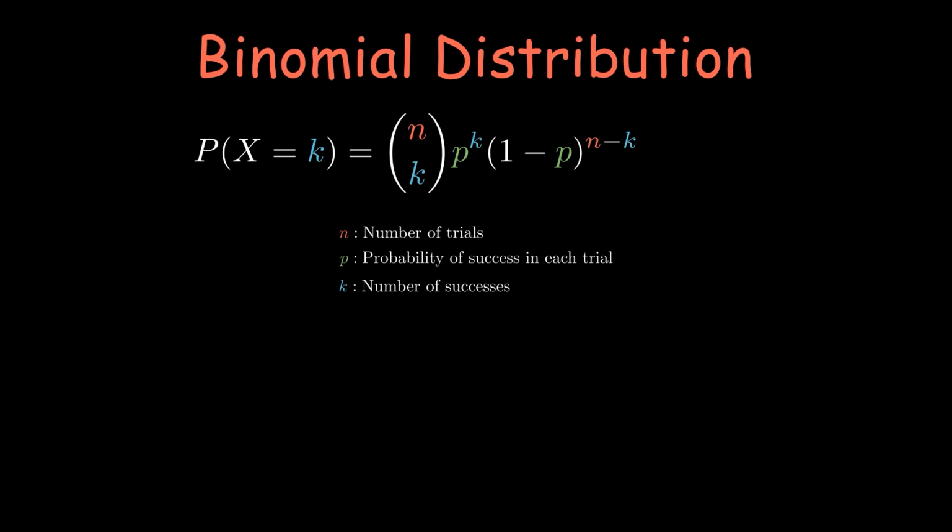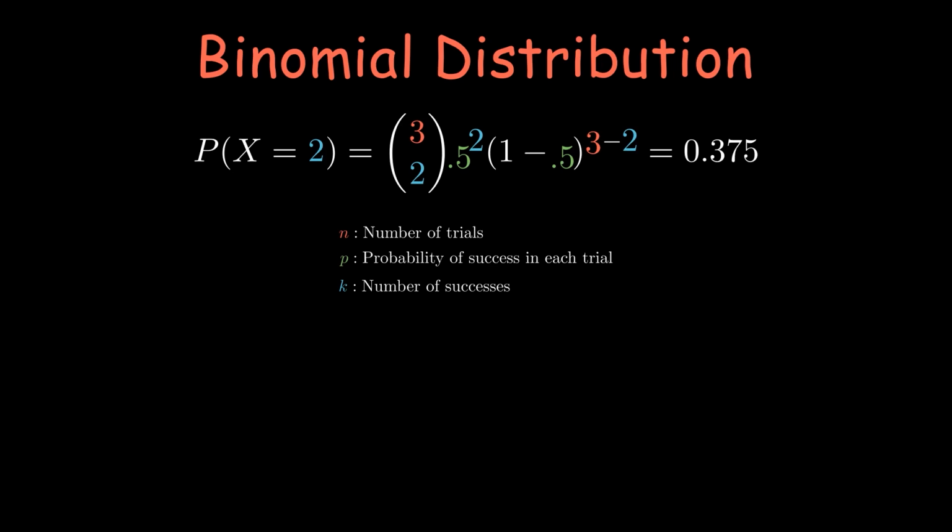In this case, n would be 3 because we are tossing the coin 3 times. And since the outcome of each toss is binary, we can call each toss a Bernoulli trial. p would be half because the coin is fair, and k would be 2 because we want to calculate the probability of getting exactly 2 heads. Solving the equation, we get the probability of getting exactly 2 heads equal to 0.375.